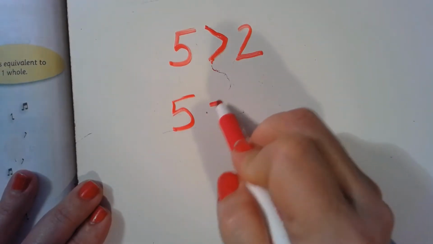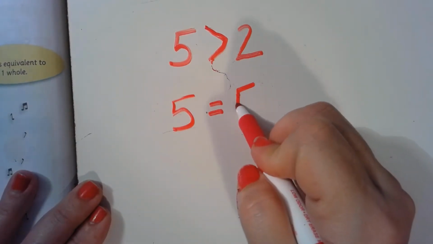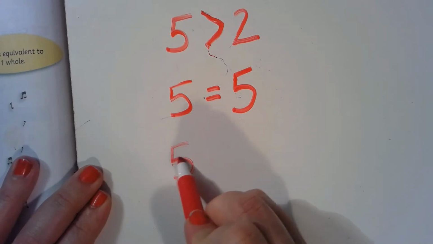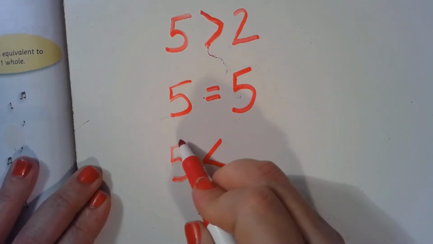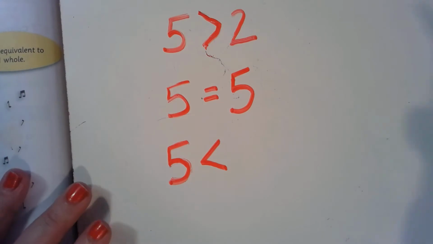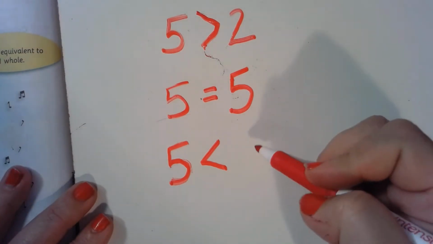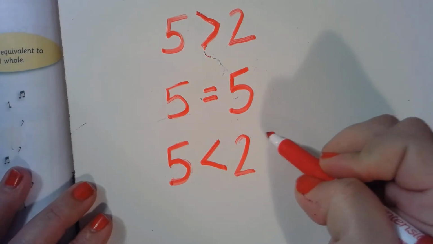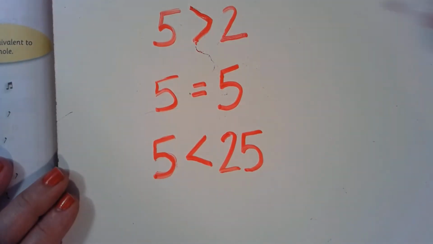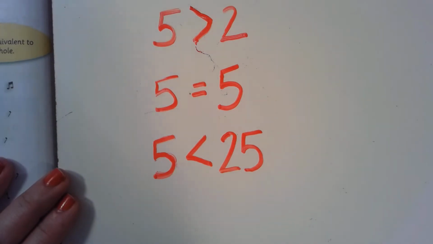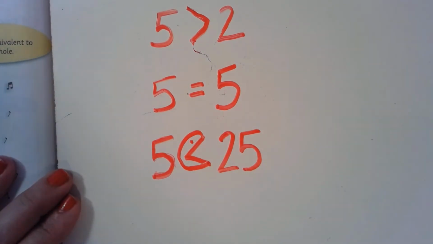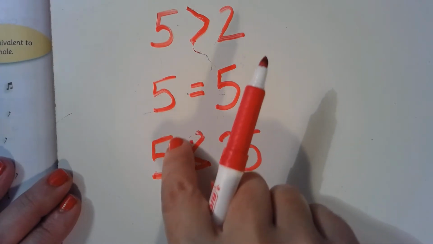5 equals what number? 5 equals 5. And 5 is less than, what is 5 less than? 25? Did I hear 25? Well, I just said it, so I heard it. So 5 is less than 25. Does everyone understand that? Because here, Pac-Man is going to eat the bigger number, 25. I hope that makes sense.